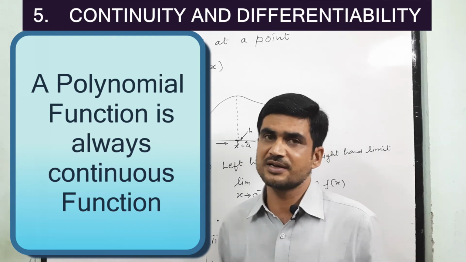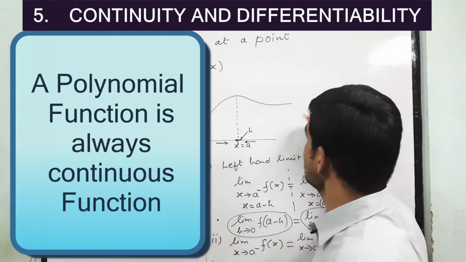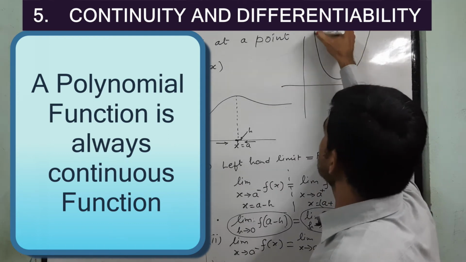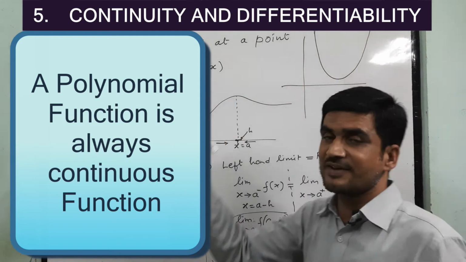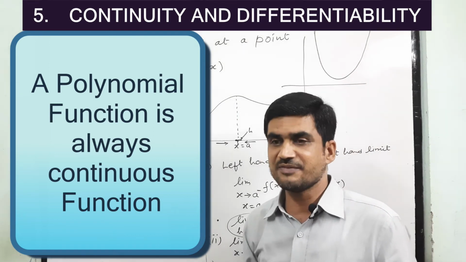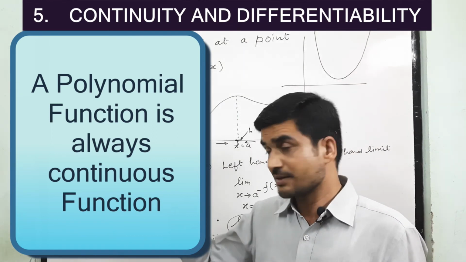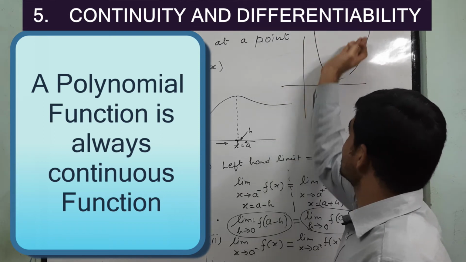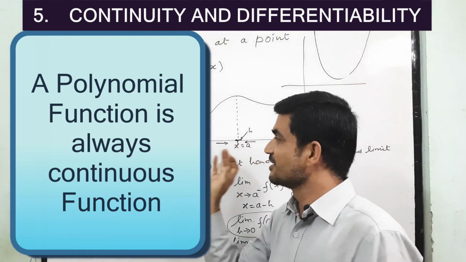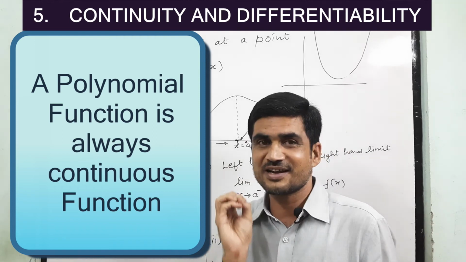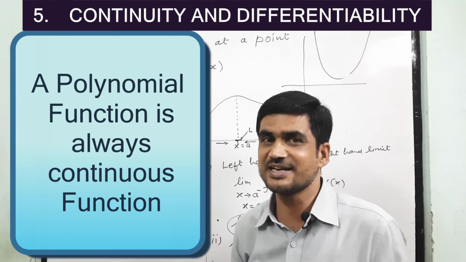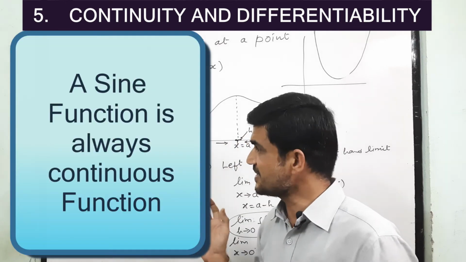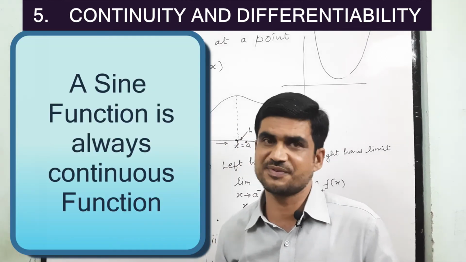When you draw the diagram of a square function, you will get a parabola like that, and it will go up to infinity. So at all the values, your pen will not be discontinued on this curve. So a polynomial function is always a continuous function. Second is the sine function. A sine function is also a continuous function.